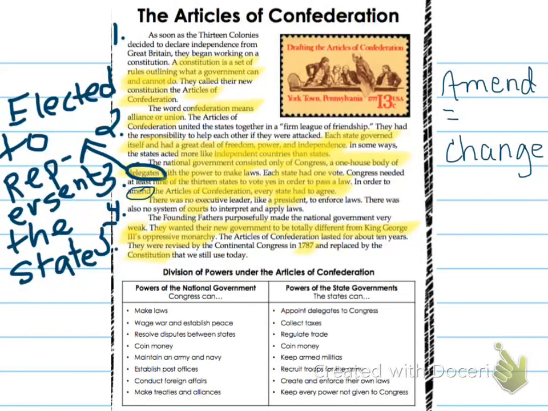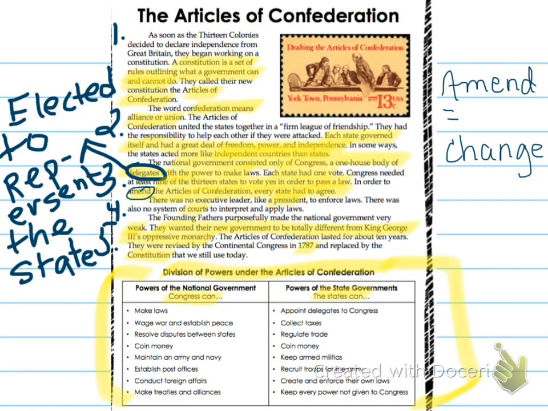Below, right here, in these boxes, is a nice little summary of the division of powers of the Articles of Confederation. What that means is, on the left, here's what Congress can do. Here's what the states can do. And you will see some of these are the same. So on the Congress side, they can make laws. The only thing the states can do is send delegates.